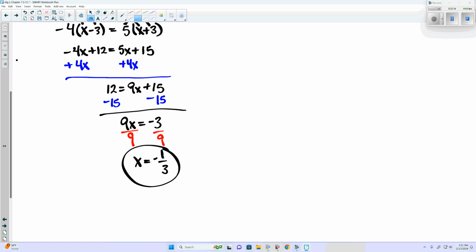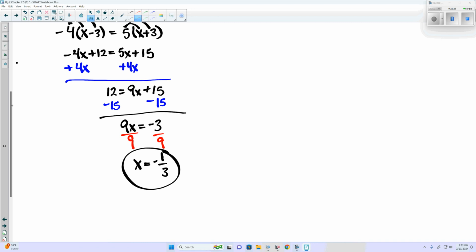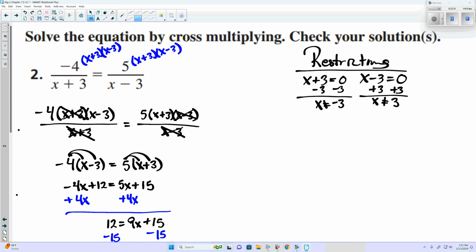Because our solutions don't have to be integers. They can be rational, negative 1/3. It actually works out they can be irrational. We can have radicals as part of our solutions, and it still works. Questions on these here?